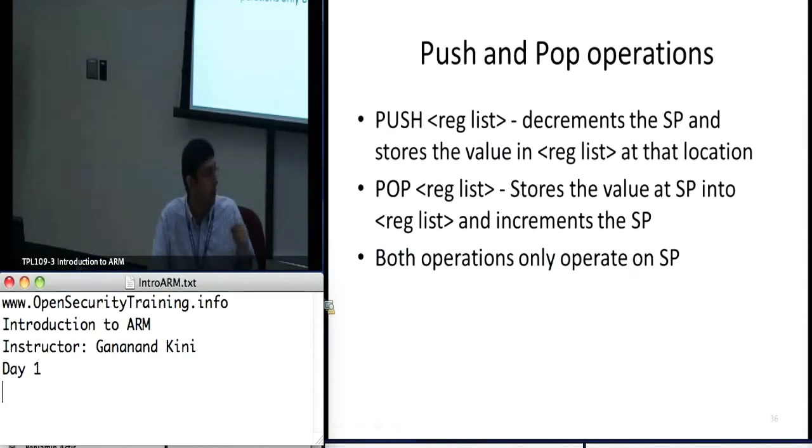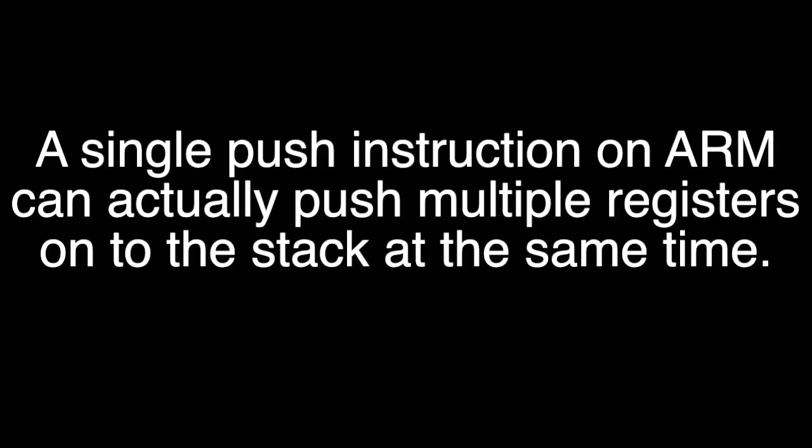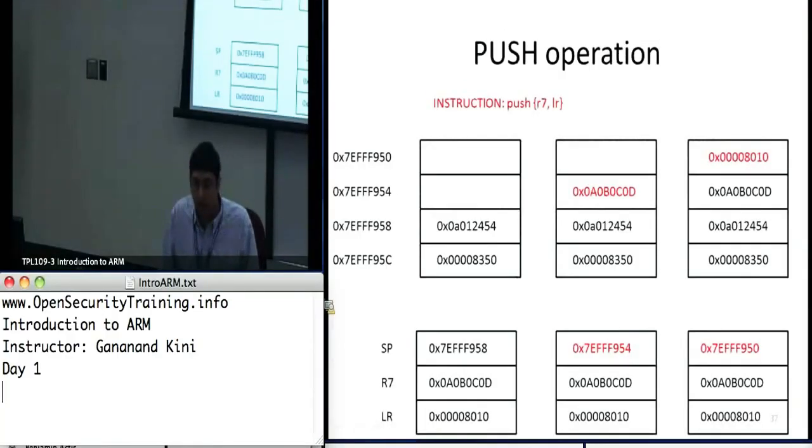So it's going to take the address that's in the stack pointer. So here's the example. If we have the push R7 and link register, and the stack pointer is here, you'll notice it's hex 7E-FFFF958. The stack on ARM grows to lower memory addresses, just like in x86. So the first element is put at the next 4 bytes, so that it's not going to modify the value at the stack pointer address.